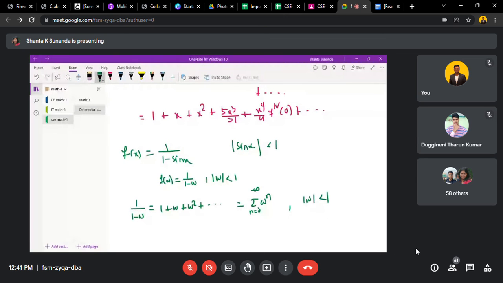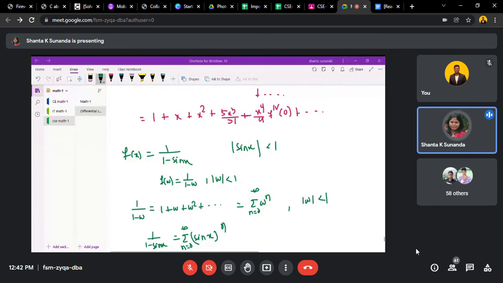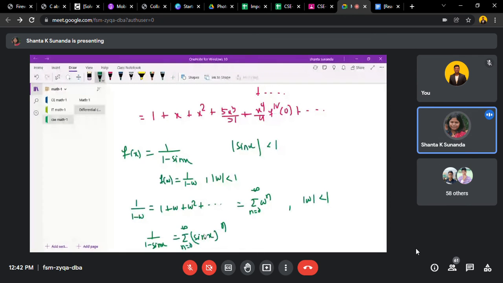Okay, so here you see what you have to do. 1 by 1 minus sin x also satisfies this one, so it will be simply the sum of sin x to the power n, n equals 0 to infinity. What you were doing is also right, but this way also you can proceed. Since you already know the expansions, it will be much easier. You only have to do additions and subtractions. You don't have to deal with the derivative.